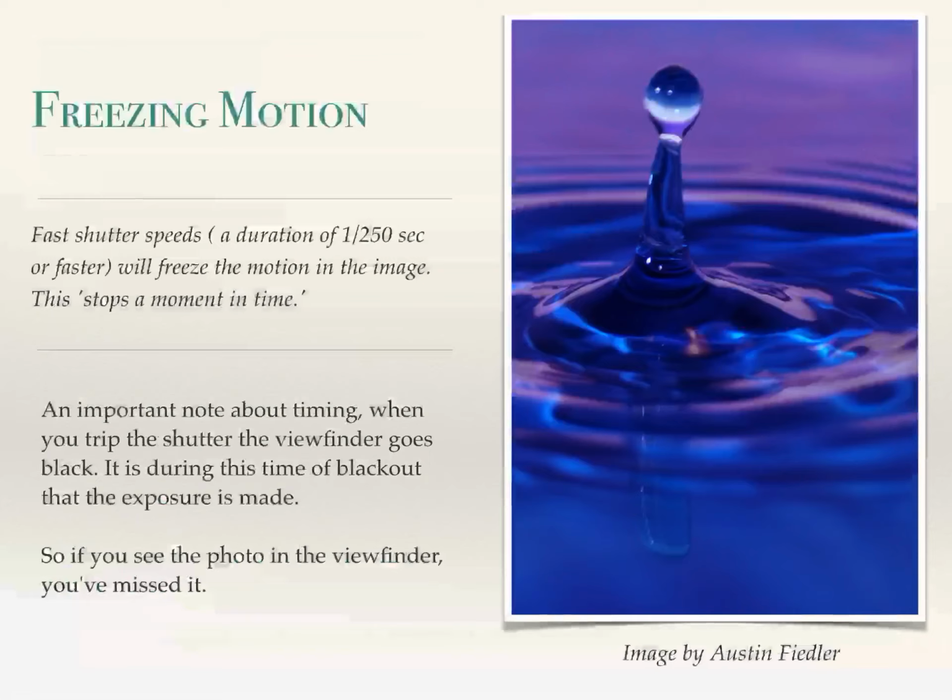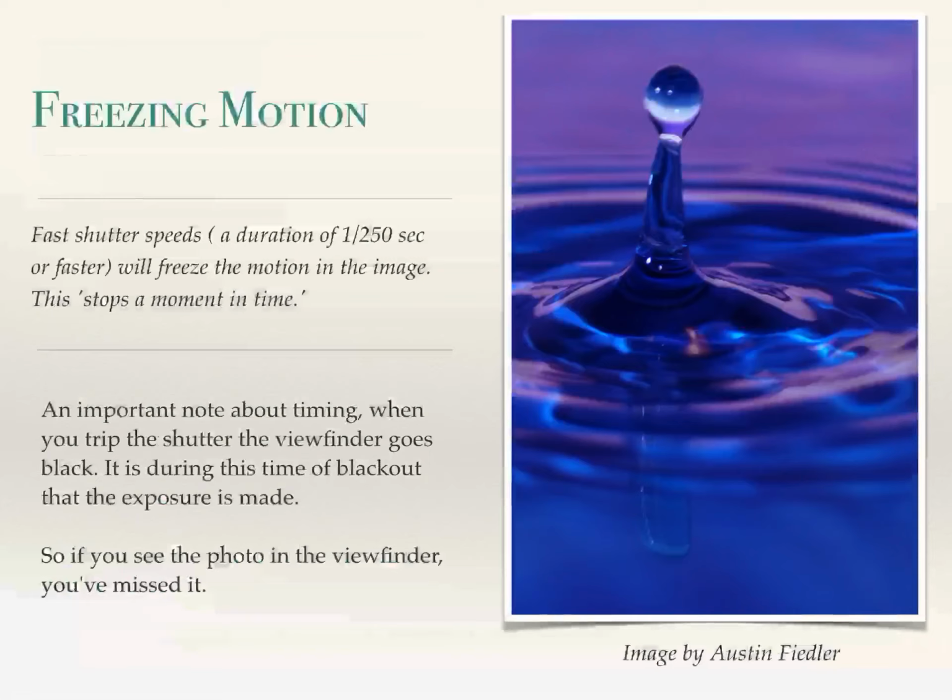The second type of picture that your shutter controls is a frozen motion picture. This is what you see most often. You usually see a picture where action is stopped in time, like the guy catching the football or whatever. So fast shutters, a duration of 1/250th of a second or faster, will freeze the motion in your image. This stops a moment in time, right?